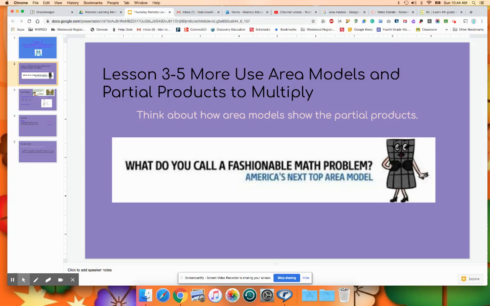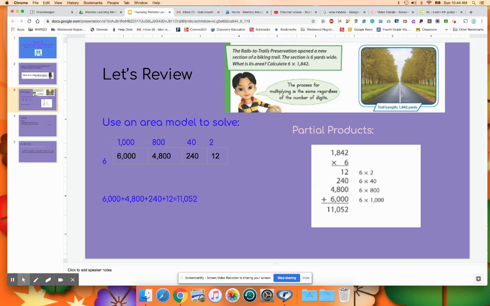Nothing's better than a little math humor on a Thursday. So what do you call a fashionable math problem? America's Next Top Area Model. Get it? Okay, so let's review.